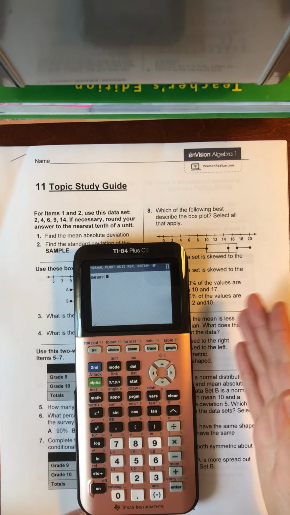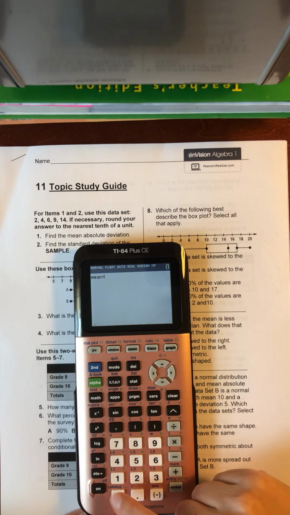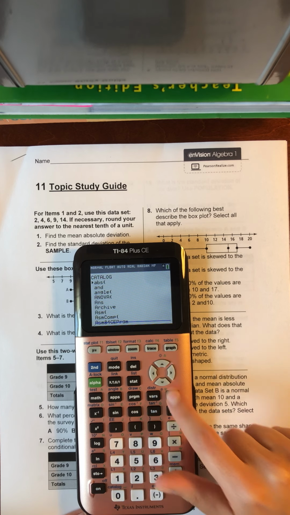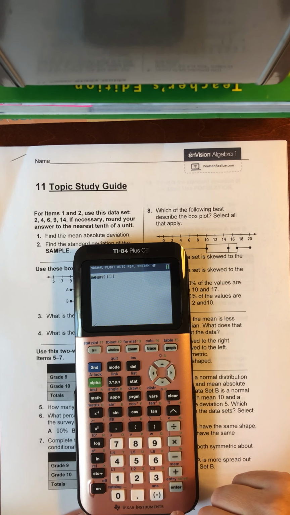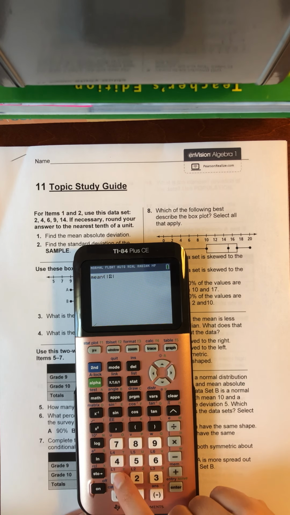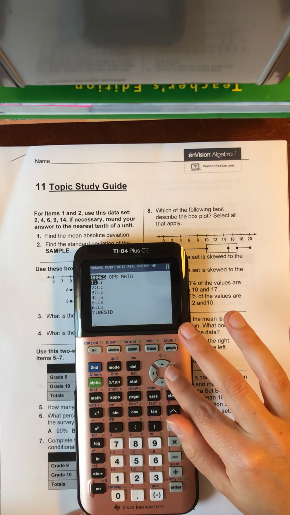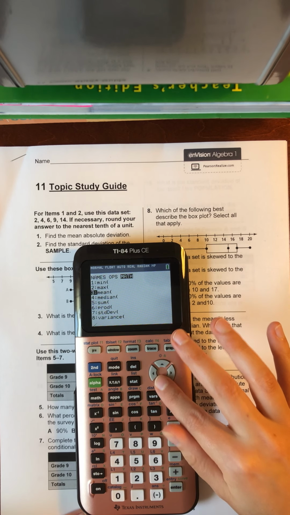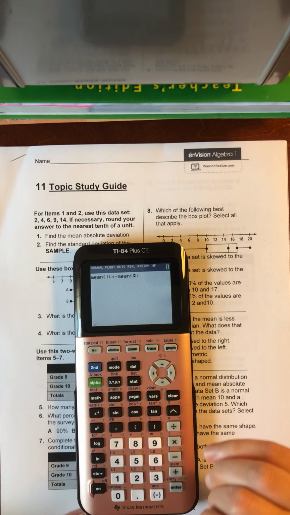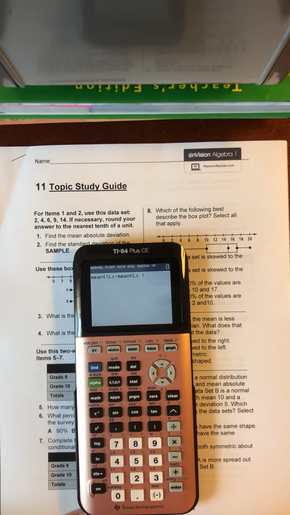We need the mean and then we need the absolute value, so you're going to go second, catalog, that's down here, absolute value. Then you need L1, everything in list 1. So you're going to go second and then 1 for L1, minus the mean of L1. So you're going to go second, stat, over to math, down to mean. You're going to type in L1 again, second, 1 for L1.